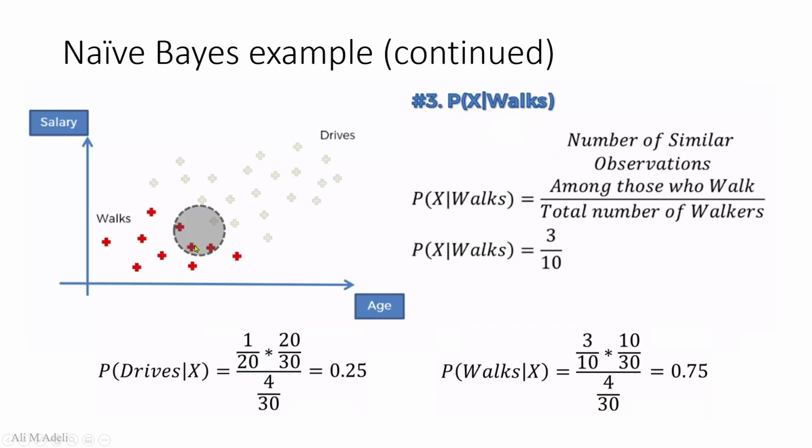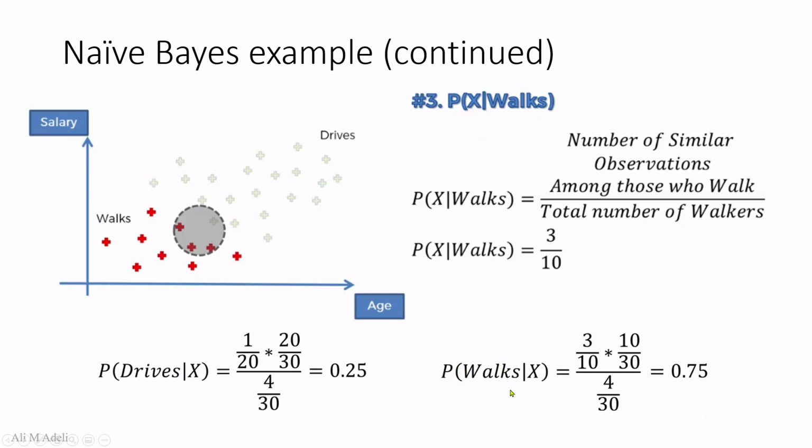The marginal likelihood was 4 out of 30. For the likelihood, within this radius, what's the probability of being a driver? It's going to be 1 out of these 20. So now we have these two values. Whichever is higher, that's the class we're going to assign this observation to. So it's going to be the walkers.